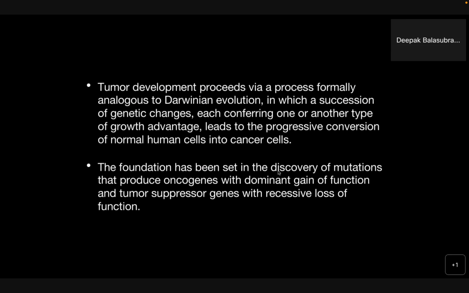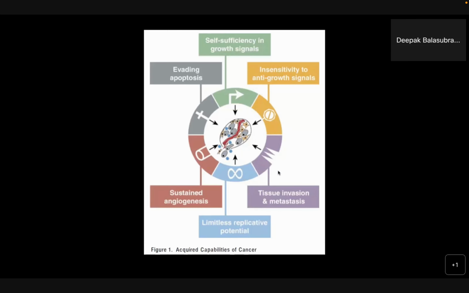And this was further refined when newer discoveries were made, that mutations produce oncogenes with dominant gain of function, meaning that the oncogenes work more, and the tumor suppressor genes receive loss of function, meaning that the tumor suppressor genes work less. So these are the hallmarks of cancer as per Hanahan and Weinberg.